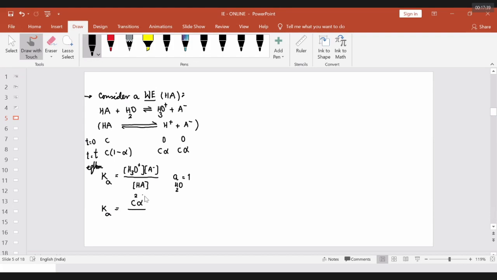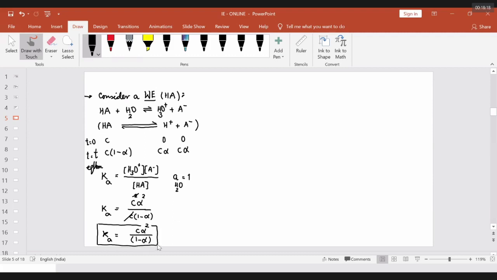Therefore, C square alpha square, concentration of H plus ion into concentration of A minus, by concentration of unionized, undissociated form of weak acid, C into 1 minus alpha. Therefore, if you consider this, then you get one statement known as Ka, the acid ionization constant, equal to C alpha square by 1 minus alpha. This is the expression which is used to understand the quantitative nature of weak electrolytes, for example, acid.